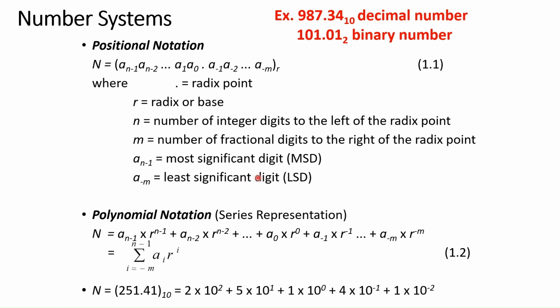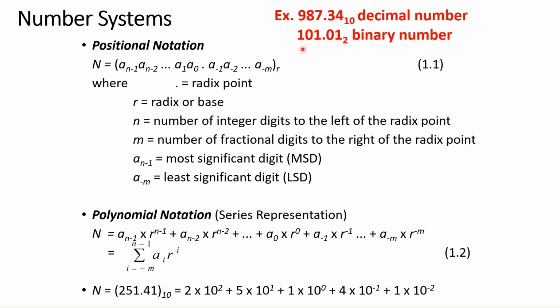So here I am introducing the number system. You know that the decimal numbers are written like this: 987.34, with a subscript 10. It means it is a decimal number system, and the point is called the decimal point. In binary number systems there are only two digits, 0 and 1. So it will be a string of zeros and ones, like here 101.01 with a subscript 2. It means it is a binary number system, and the point here is called the binary point.